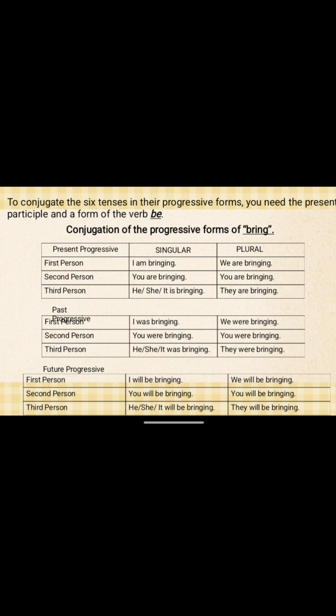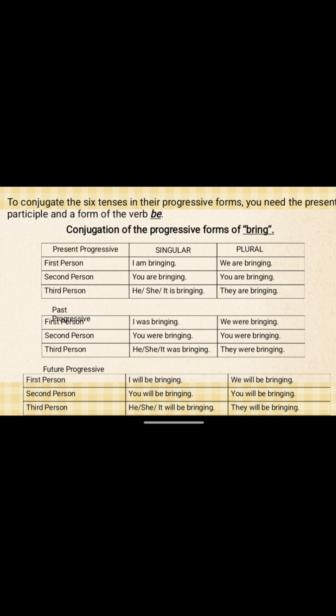So first person in the singular, I was bringing, you were bringing, he, she, it was bringing. In the plural, we were bringing, you were bringing, they were bringing. Future progressive is the action that will be in progress in the future. So the structure we use is will be plus the verb ing.